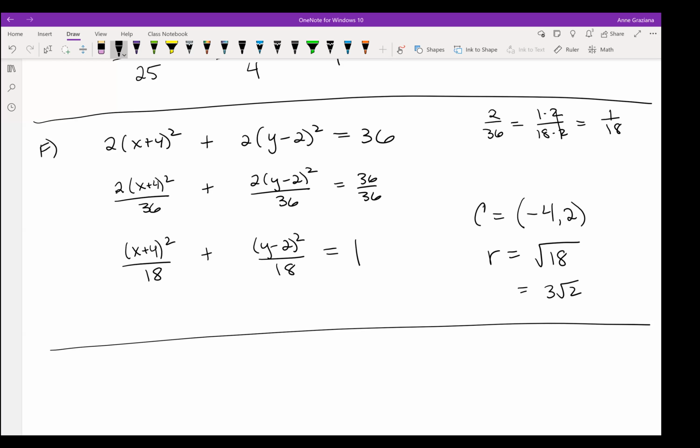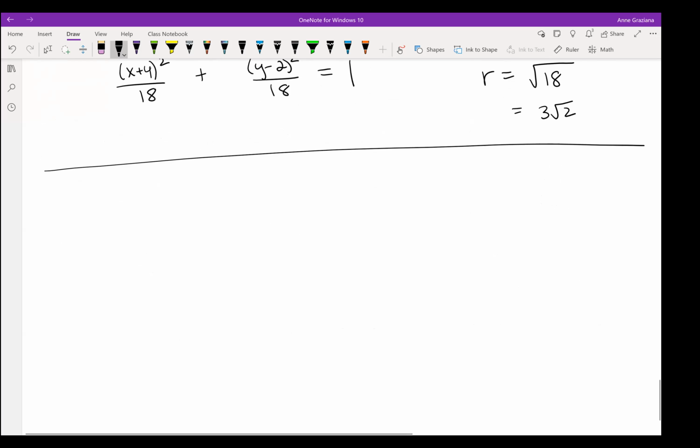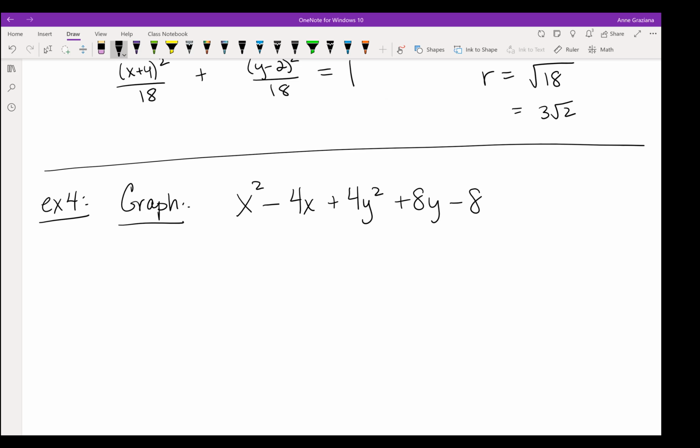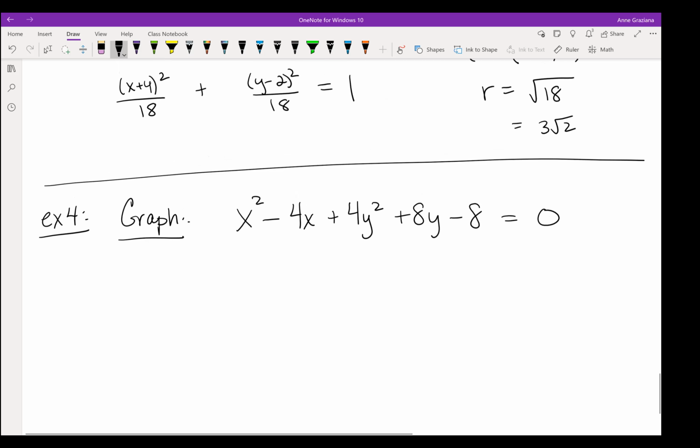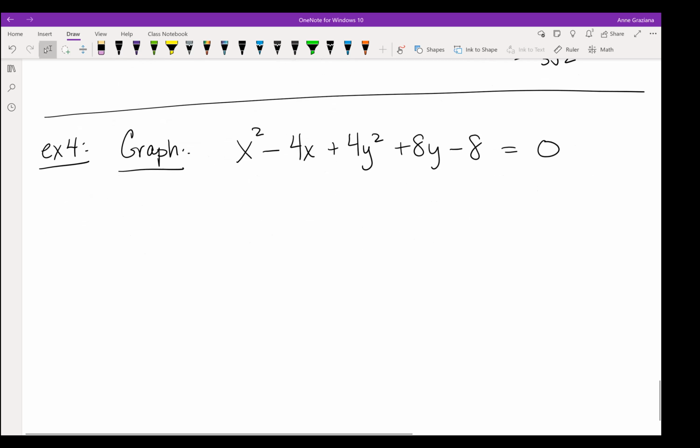All right, now we're going to do an example like this, okay? So this is probably the last example I'll get through. I don't know, example 4 maybe. So let's graph x squared minus 4x plus 4y squared plus 8y minus 8 equal to 0. Yes, that's true, Marianne. Okay.